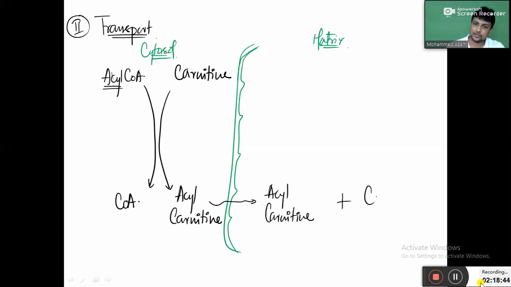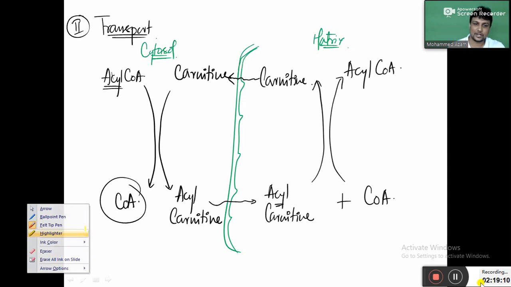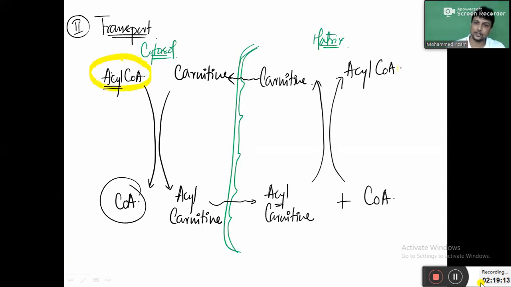And inside the matrix we are having separate CoA. It is not this CoA coming inside, sir. No. There is a separate CoA. Now these two combine. Which part will combine? Acyl. So it will lead to the formation of acyl-CoA. What will be removed from here? Carnitine. And now this carnitine will come out. Is it okay? And because of this, what happened right now, guys? Acyl-CoA has been transported inside the mitochondrial matrix.